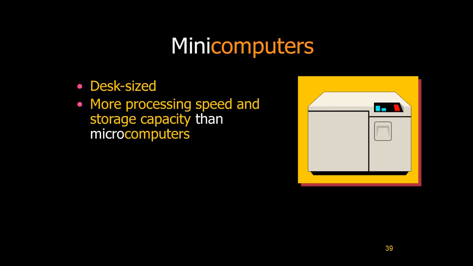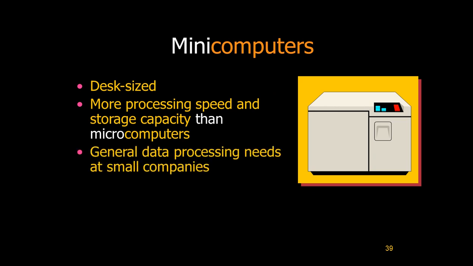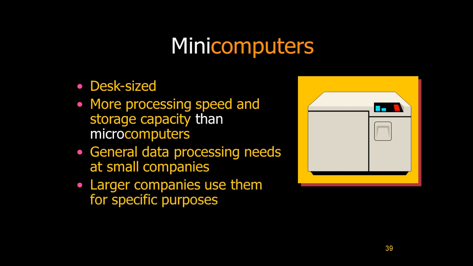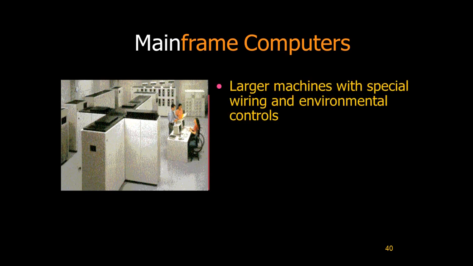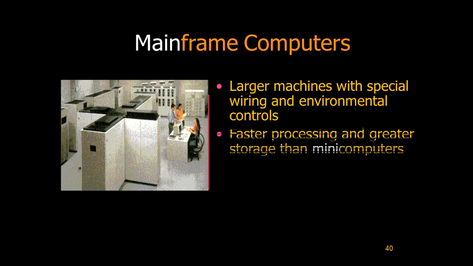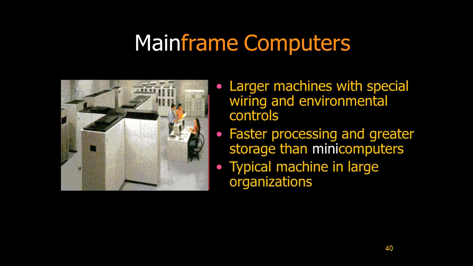Minicomputers are desk size, with more processing speed and storage capacity than microcomputers. They serve general data processing needs at small companies, while larger companies use them for specific purposes. We have mainframes. They are larger than minicomputers and faster in processing, and can be stored in a building, taking up a bigger chunk of space compared to a minicomputer.